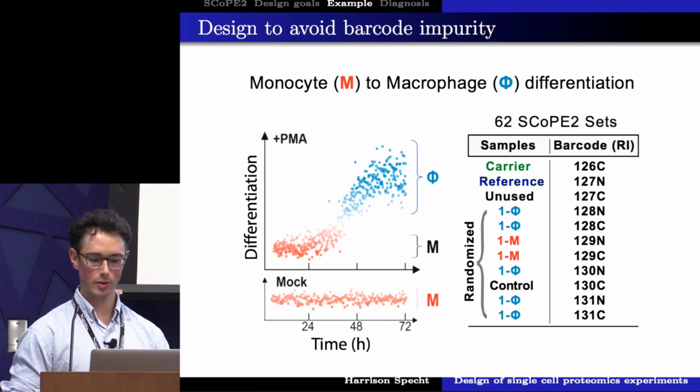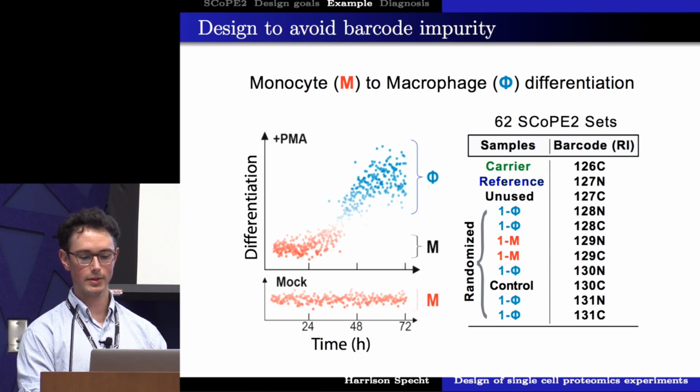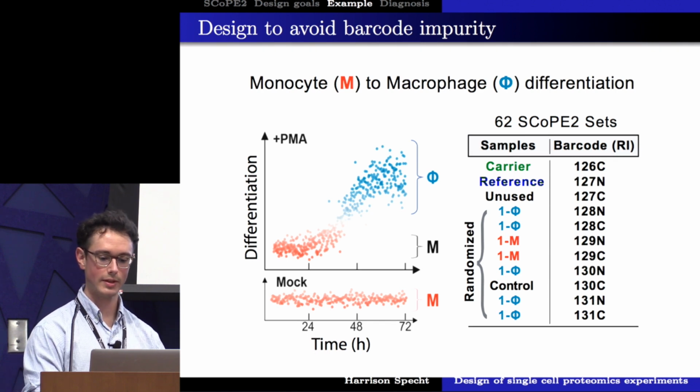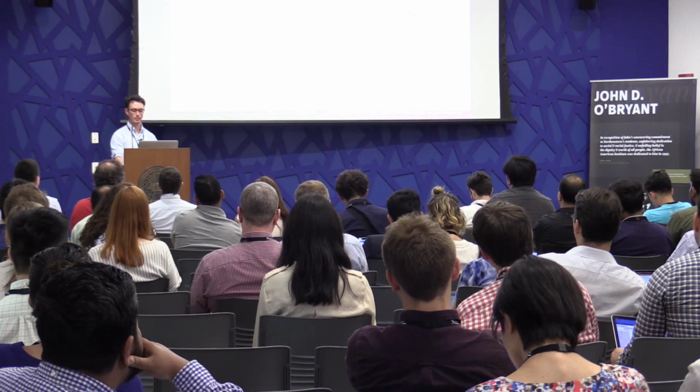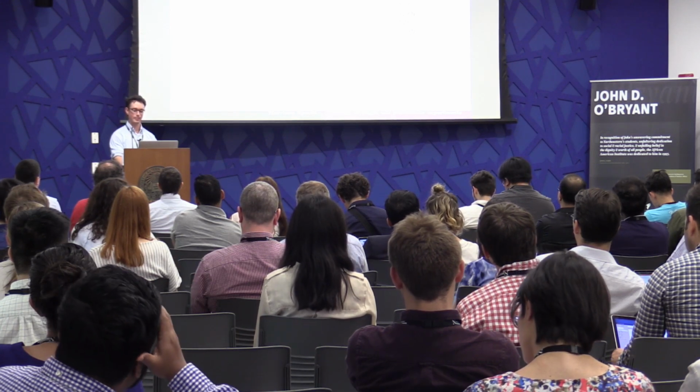Now, this is a good moment to stop and talk about one of the potential artifacts that can be introduced in SCoPE2. These commercial barcodes that we use are amazing, but they do have some carryover and contamination into adjacent channels. About 1% of all the signal coming from each barcode carries over into the adjacent channel. That's not a problem when the signal in each of the channels is pretty similar to one another. But when you have something like the carrier that's way more abundant, just 1% carryover into an adjacent channel would completely swamp the signal. So therefore, we leave the adjacent barcode to the carrier channel empty.